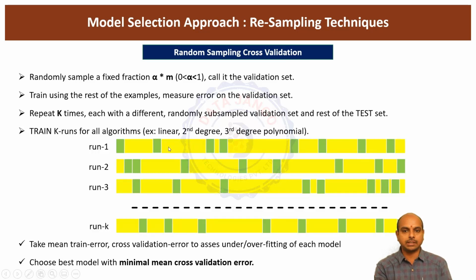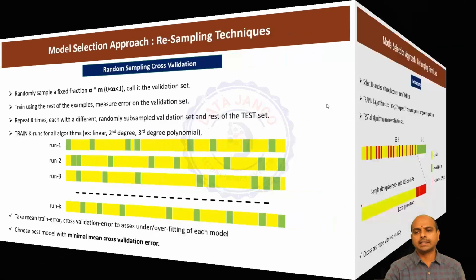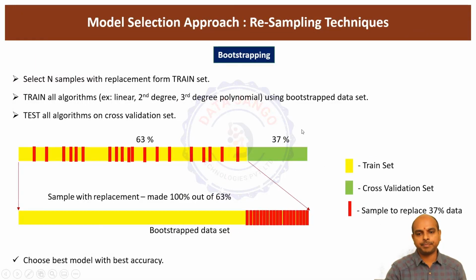Random sampling cross validation. Okay, so that sample is going to be chosen randomly, and then you use those green pieces, combine those green pieces and use it as cross validation. Yellow pieces you use to train the model. Same k-fold cross validation kind of thing, but k runs you need to specify. The fraction and the k runs you need to specify in the random sampling cross validation. So now we use the k-fold cross validation generally. And then the next one is the bootstrapping.